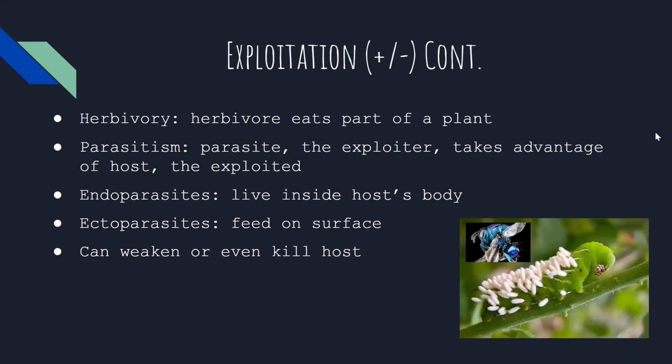Next part is herbivory, which is just an herbivore eating part of a plant. That's still considered exploitation because the plant is still an organism and so is the thing eating it. This is the parasitism that I was talking about earlier. So you have the parasite, the exploiter, which takes advantage of the host, which is the exploited. Endoparasites live inside the host body, whereas ectoparasites feed on the surface. And this can weaken or even kill the host.